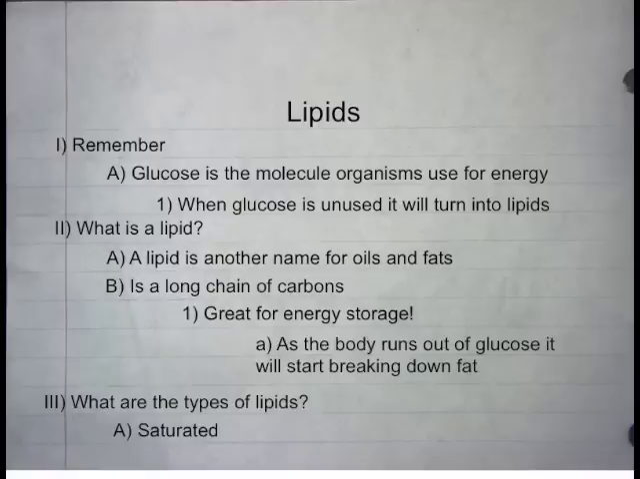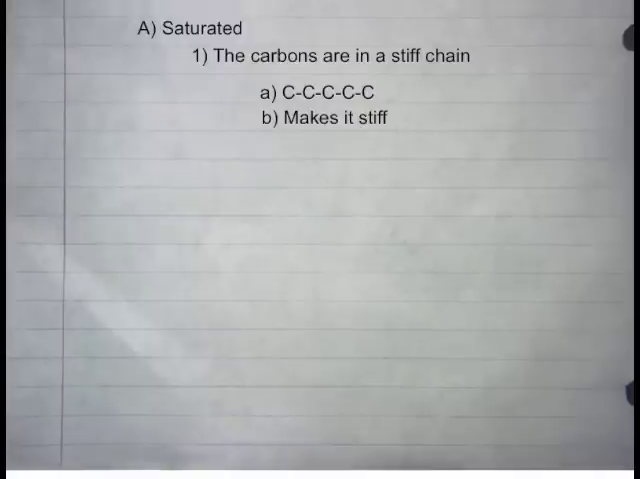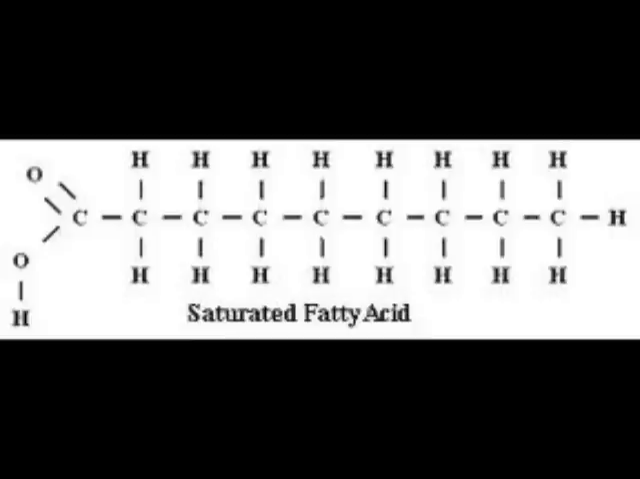What are the types of lipids? The first is saturated. Saturated fats are when the carbons are in a stiff chain, such as below, C-C-C. It makes it very stiff. As you can see in this picture, a saturated fat is a long chain of carbons that are singly bound. This forces it to be stiff and rigid.